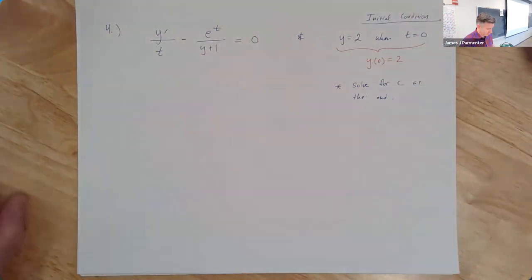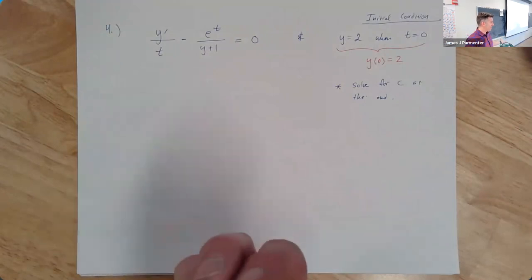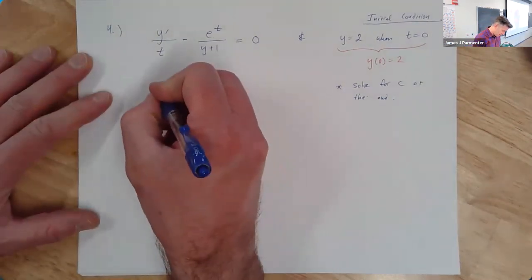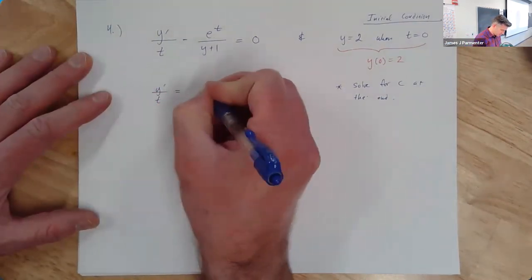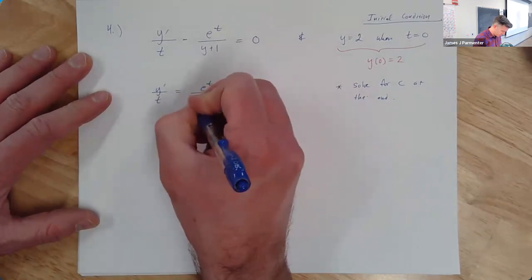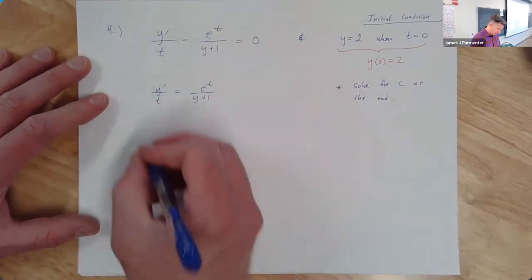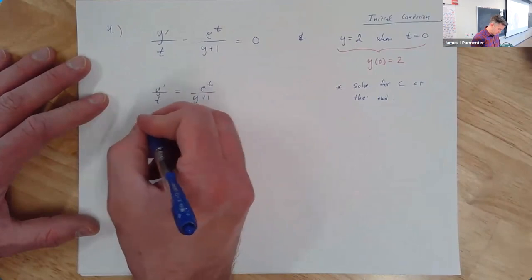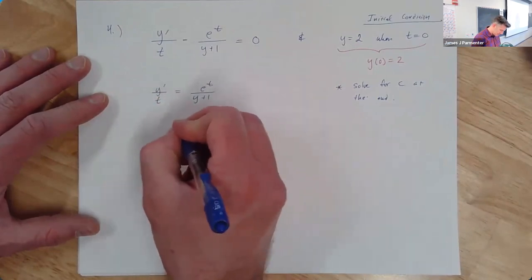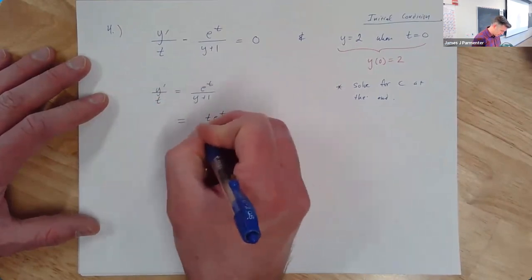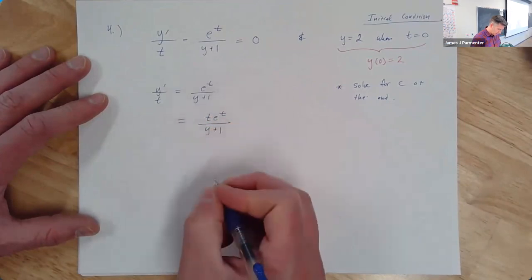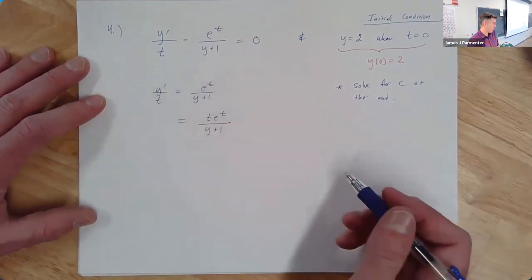Okay, so if we're trying to solve this using separation, and again, it's not always a guarantee that separation is going to work. It's just the thing I usually try first. I want y prime by itself. So I want y prime over t equal to e to the t over y plus 1. And then I'm going to multiply both sides by t and get t e to the t over y plus 1. And on the left, instead of writing y prime, I'm going to write dy over dt.